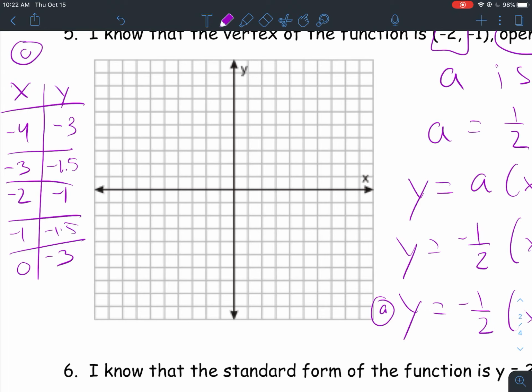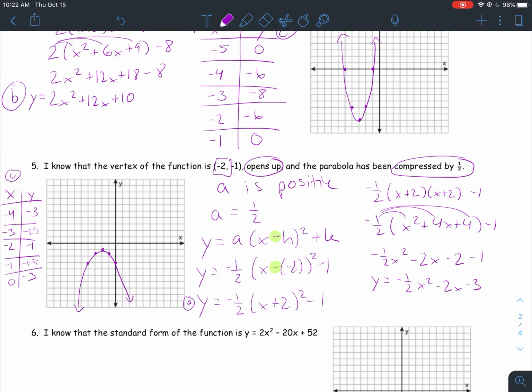Then we'll go ahead and plot those points. So we get (−2, −1), (−3, −1.5), (−1, −1.5), (0, −3), and (−4, −3). All right. So then we're going to go ahead and draw in our parabola.